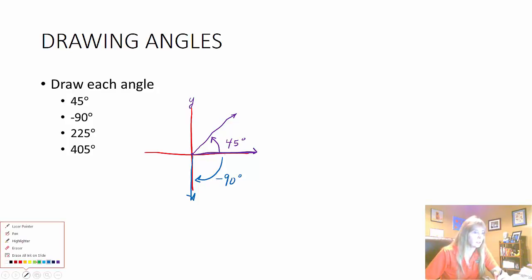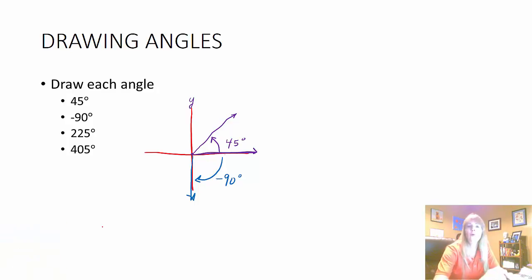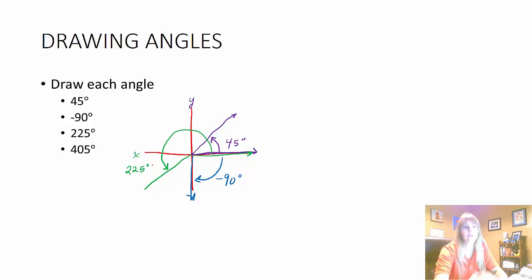All right, next one, 225 degrees. I know all the way around is 360, so I'm not going all the way around. I also know all the way to the other side of the x-axis is 180. Well, if I add 45 more, so again, starting at my initial side and going all the way to 180 plus 45 more degrees, then that gets me to 225 degrees.